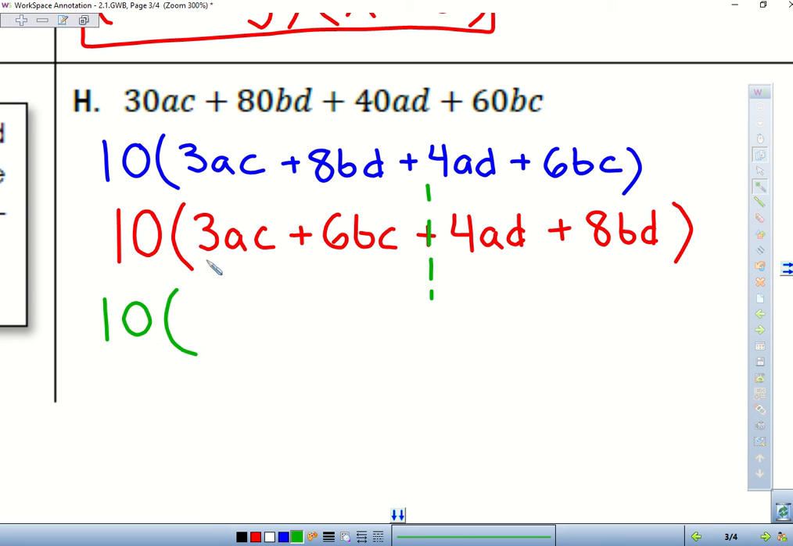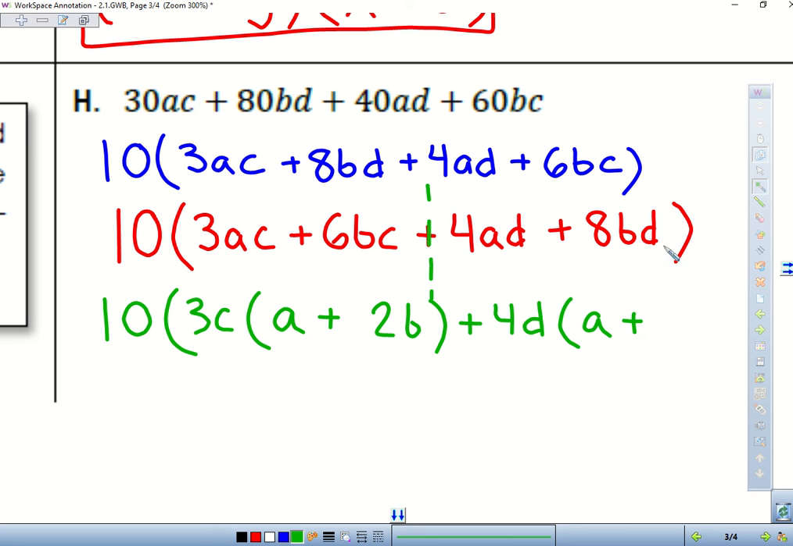What can we factor out of this first part here? C. Good, a 3c, which leaves us with a plus what? 2b, right? And over here we can take out a what? A bigger than a 2. Good. A 4d. Which leaves us with a plus what? 2b.